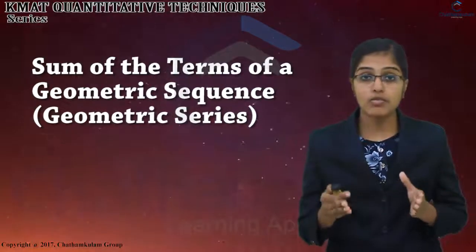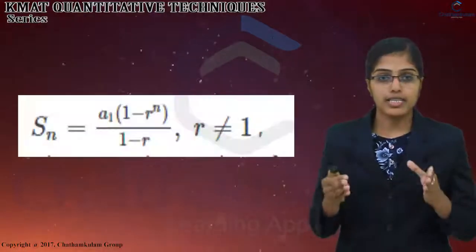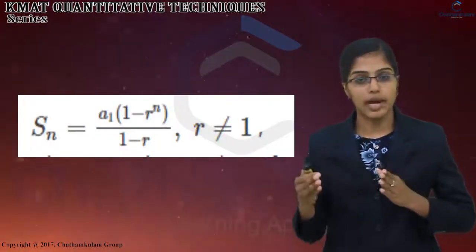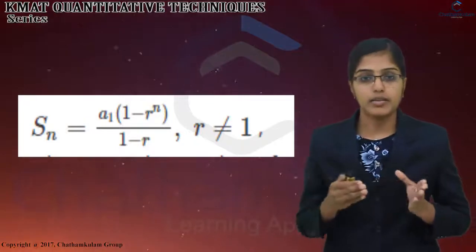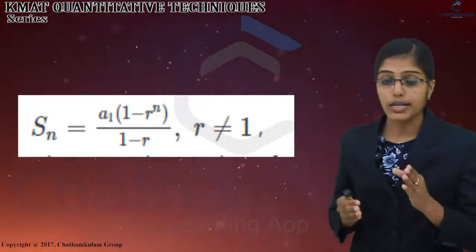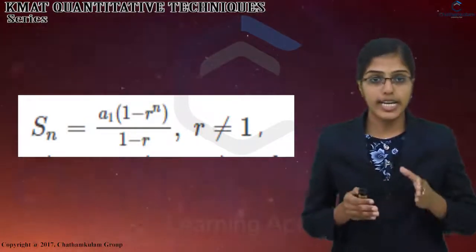Our next topic is the sum of the terms of a geometric sequence, that is, the geometric series. To find the sum of the first n terms of a geometric sequence, use the formula Sn is equal to a1 into 1 minus r whole raised to n divided by 1 minus r, for r not equal to 1. Here n is the number of terms, a1 is the first term and r is the common ratio.